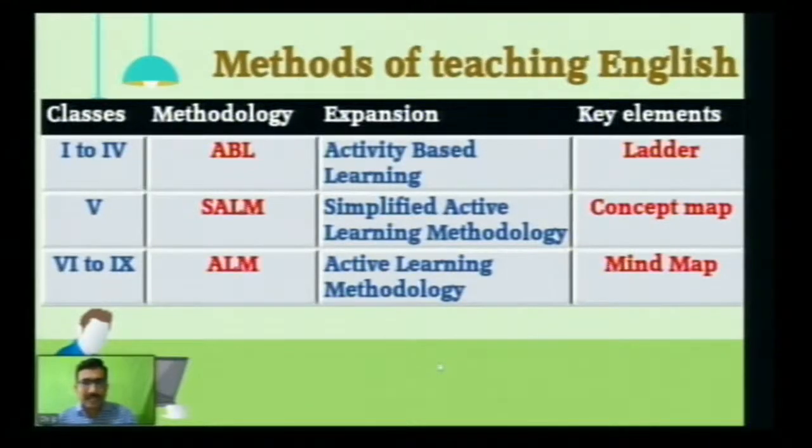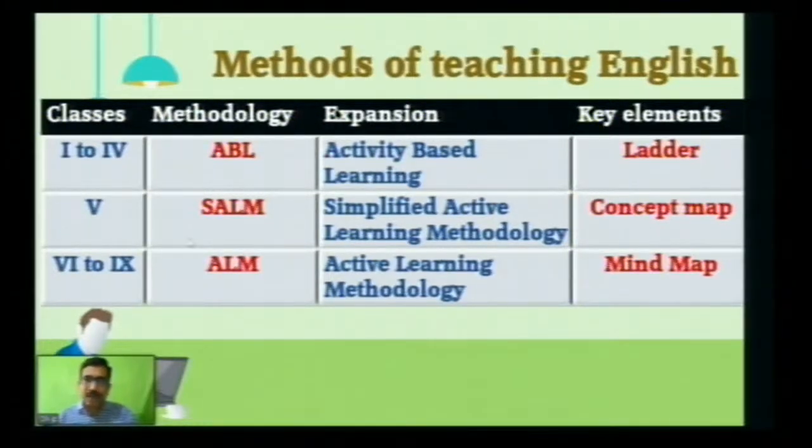Let me talk about the methodologies which we follow in our state. For first standard to fourth standard, we follow a methodology called ABL. The expansion of that is activity-based learning. Here, the children get involved in a wide variety of activities, and the main key element here is the ladder. We are not going to teach all the children simultaneously. They follow a certain ladder where the children can move on according to their own pace of learning. They can finish learning step by step, which is comfortable for primary children.